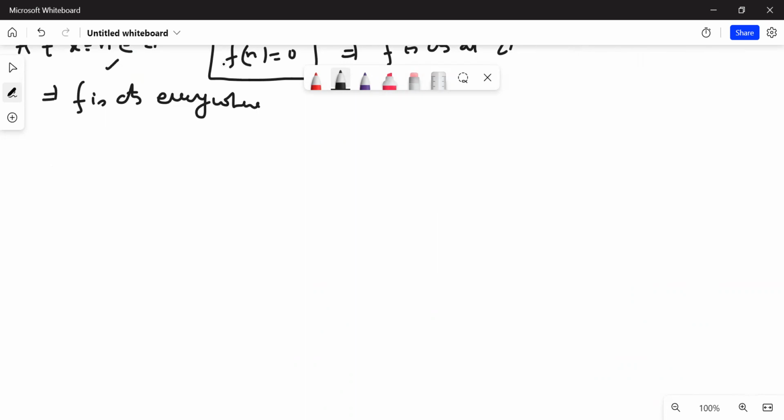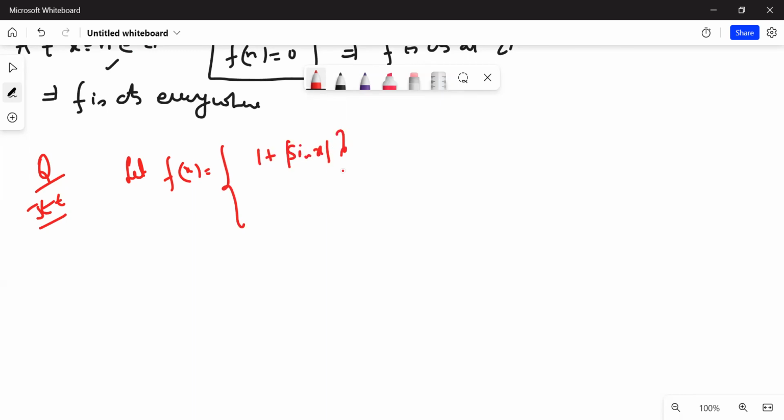Try to do this. This is from, I think, a JEE exam. The question is, let f of x equal to (1 plus modulus of sin x) raised to power a upon mod of sin x, where x varies from minus pi by 6 to 0.